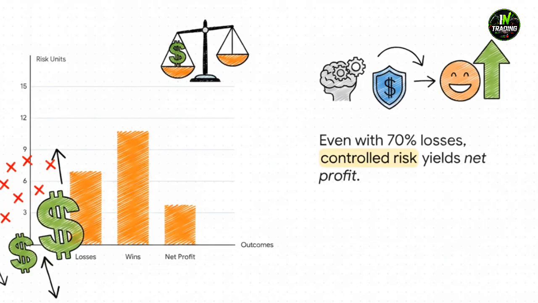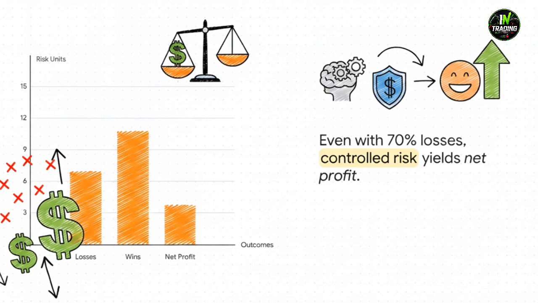And this brilliantly illustrates exactly why you do not need to be perfect to be highly profitable. Imagine you take 10 trades, risking exactly $100 on each one. Say you are wrong 70% of the time, so you lose 7 out of 10 trades. That's a loss of $700.